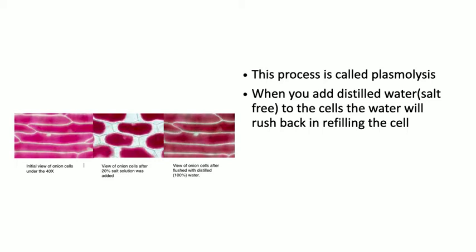When you add distilled water, which is salt-free water, to the cell, the water will rush back in, refilling the cell. You can see in the picture on the left, using dye, what the cell looked like initially, then the shriveled up cell membrane state in the middle, and on the right after distilled water was added.